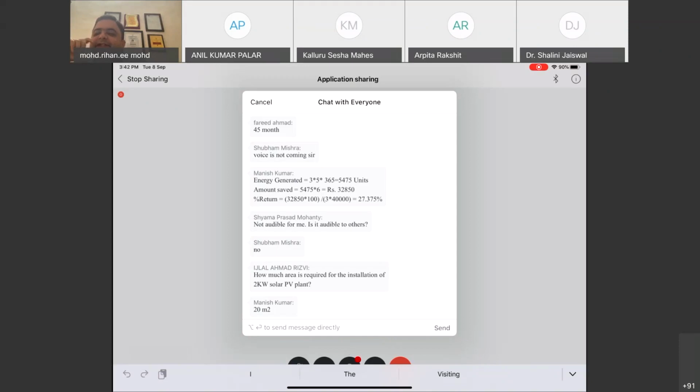But I have mentioned what the regulatory provision is right now. So right now this provision is there. You cannot go beyond the maximum sanctioned load. Okay, thank you, sir.